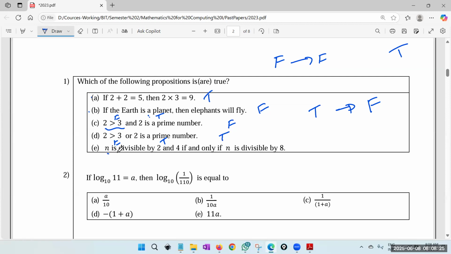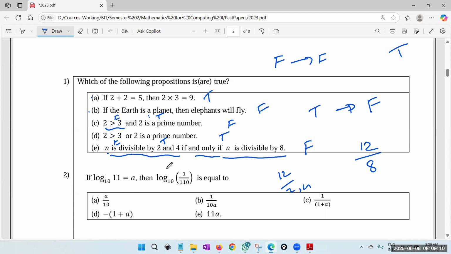N is divisible. Now this is tricky because it talks about N. N is divisible by 2 and 4 if and only if N is divisible by 8. Is that correct? There's no such thing, right? For example, if you take something like 12, not divisible by 8, still it is divisible by 2 and 4. 12 is divisible by 2, 12 is divisible by 4, but it is not divisible by 8. So it looks like this is false for me, right? Because I can see some contradictions.